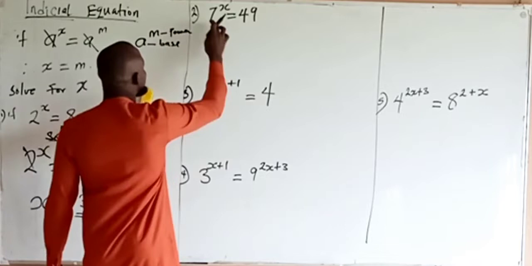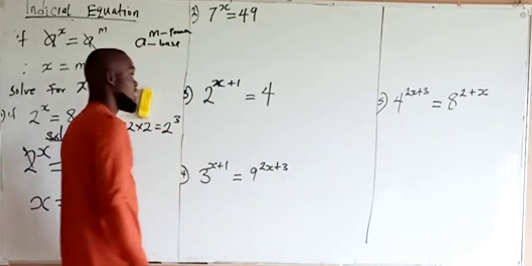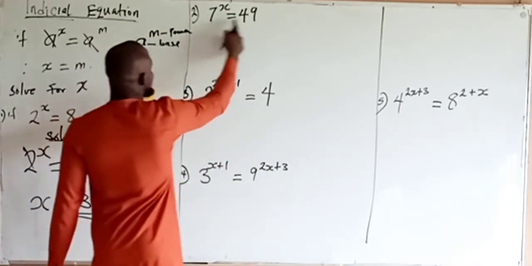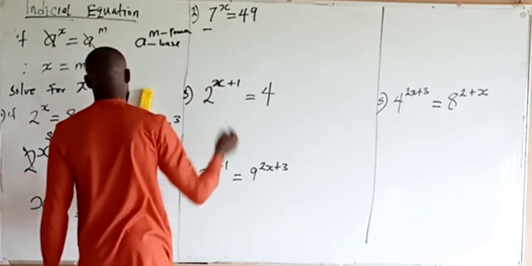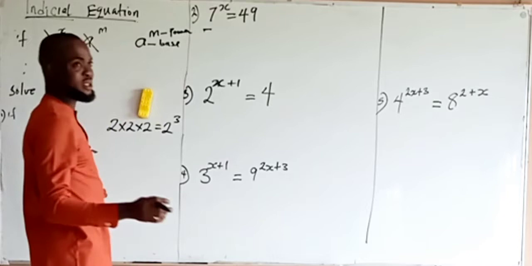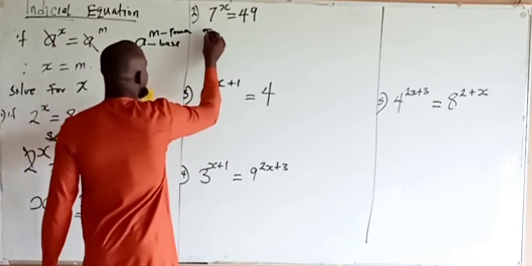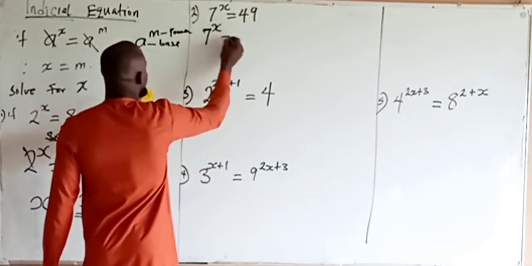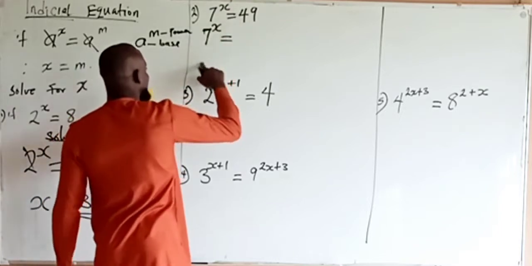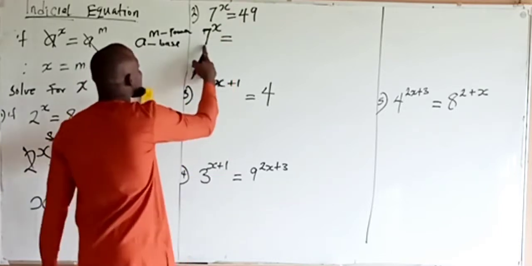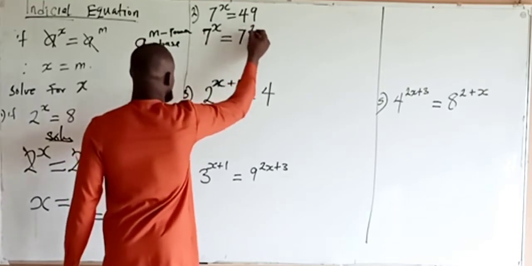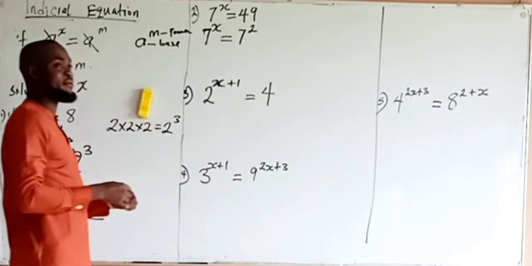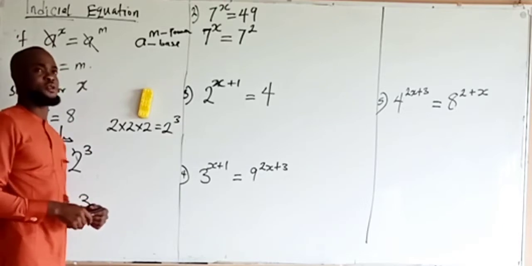The next question is: if 7 raised to power x equals 49, what will be x? The two bases, are they the same? No. How can we make the two bases the same? We have 7, the lesser base. That is the first thing we work with. We work with the lesser base. We have 7 raised to power x here. Now check: can I raise 7 to a power to get 49? Yes. 7 raised to power 2 will give us 49. 7 times 7 will be equal to 49.